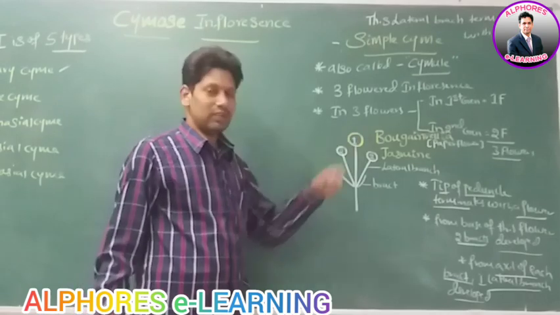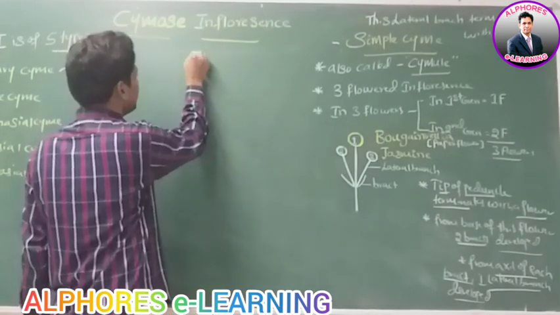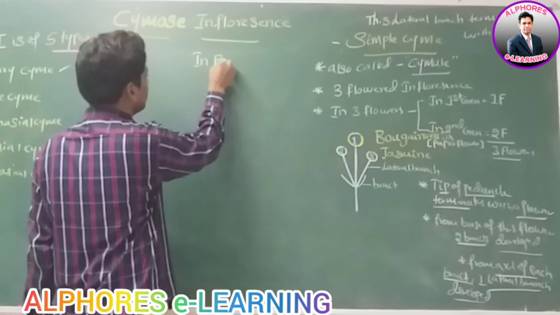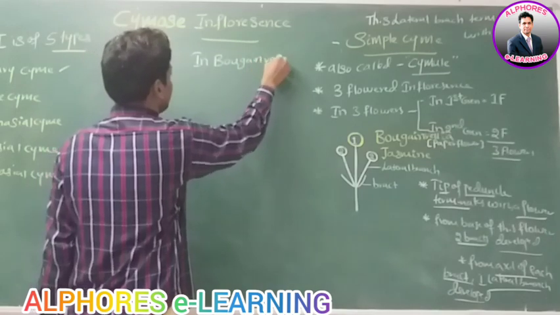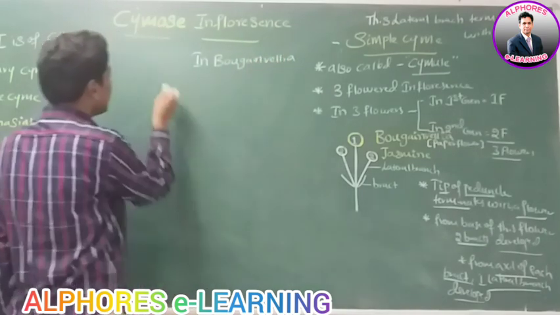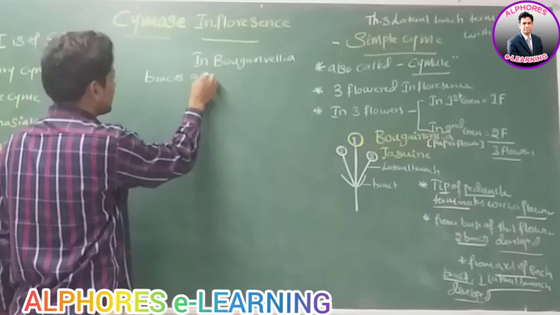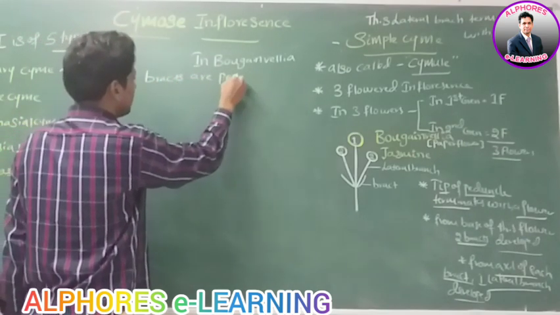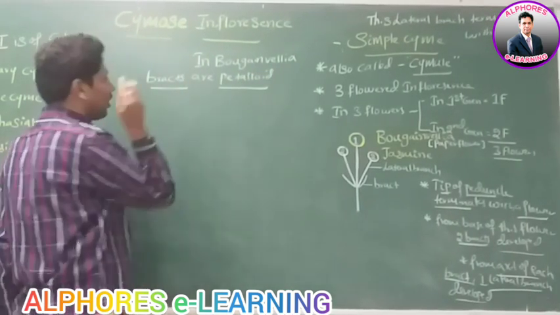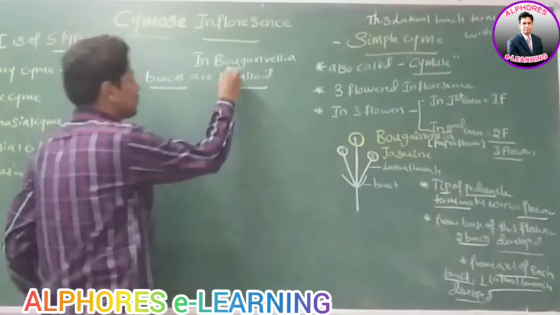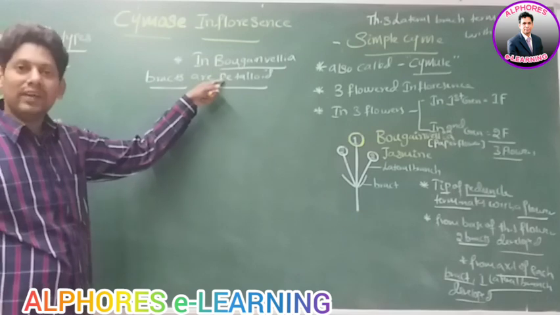In the case of which plant, sir? Bougainvillea, right? In bougainvillea, bracts are petaloid. Bracts are what, sir? Petaloid. Sir, what are petaloid? Bracts are petaloid. In which plant, sir? Bougainvillea.